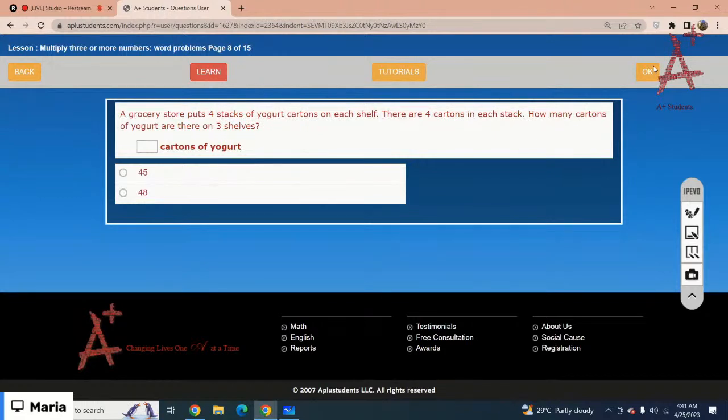Okay, a grocery store puts 4 stacks of yogurt cartons on each shelf. There are 4 cartons in each stack. How many cartons of yogurt are there on 3 shelves? So you need to do 4 times 3. So which is the correct option?